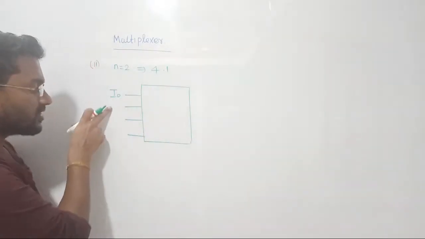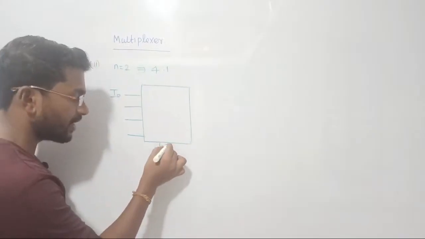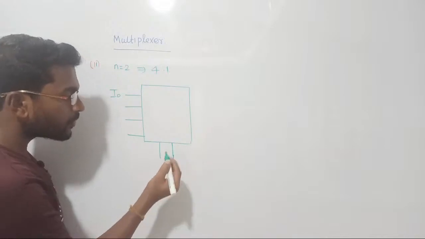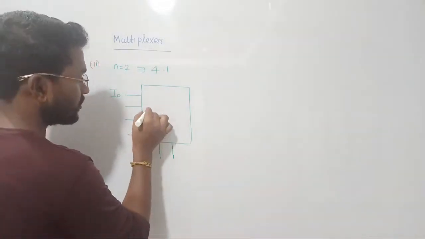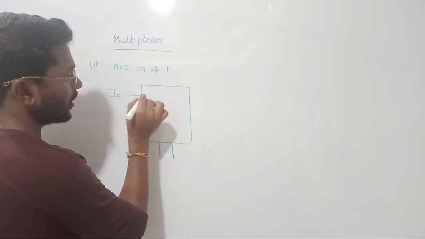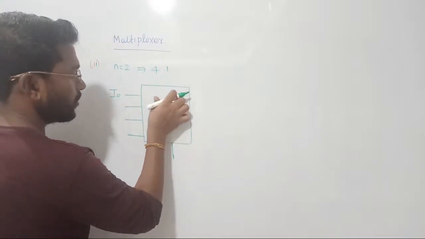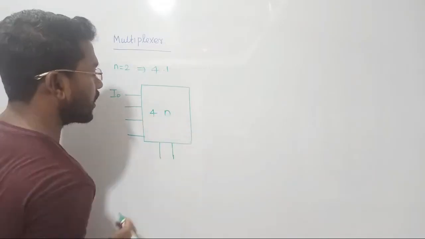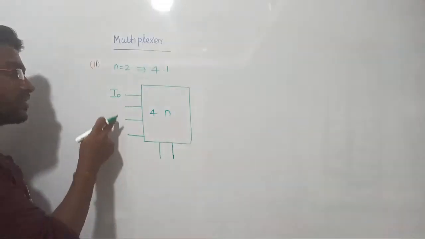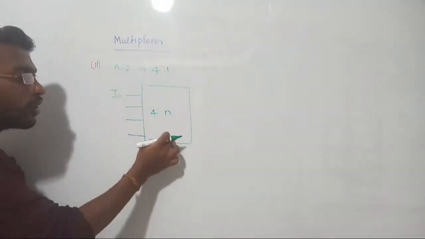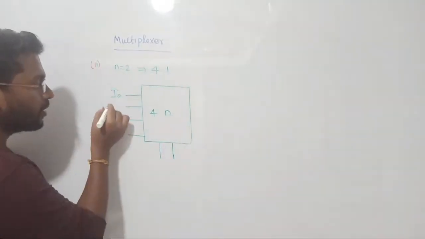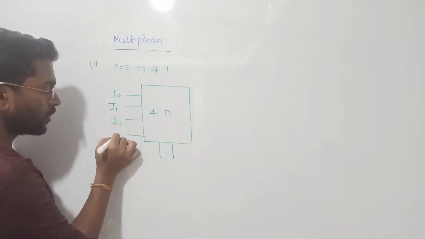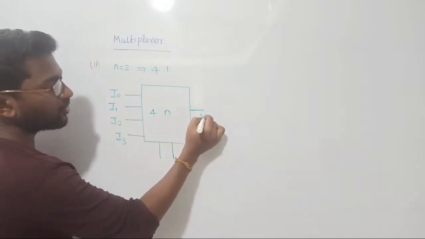Fine. Now in order to select these, I am in need of 2 selector lines, right? So let's start our journey with this. In total I need 2 selector lines, such that 2 power n, that is 4 cross n. In order to select 4 inputs, I need 2 selectors, so 2 lines should be required. So that is I0, I1, I2, I3, and the output is going to be Y.